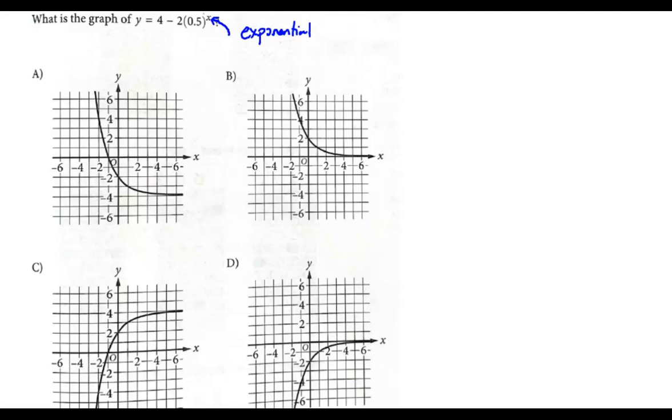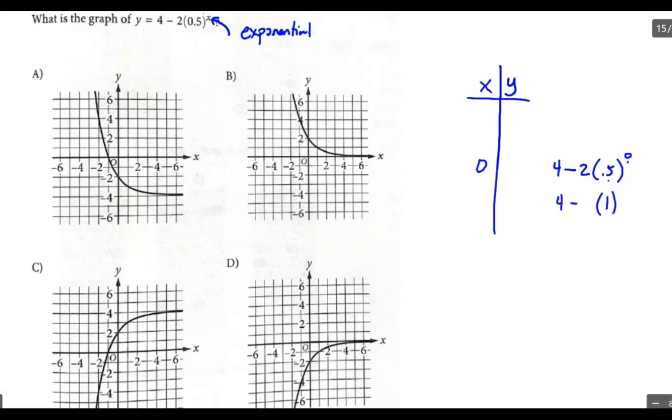But one thing that you need to know is you could just simply, again, my go-to method, a lot of times this is faster than everything else, just make a table. All right? So let's plug 0 in for x. So if I plug 0 in for x, I get 4 minus 2 times 0.5 to the 0 power. Well, you do need to remember the rule that anything to the 0 power is 1.